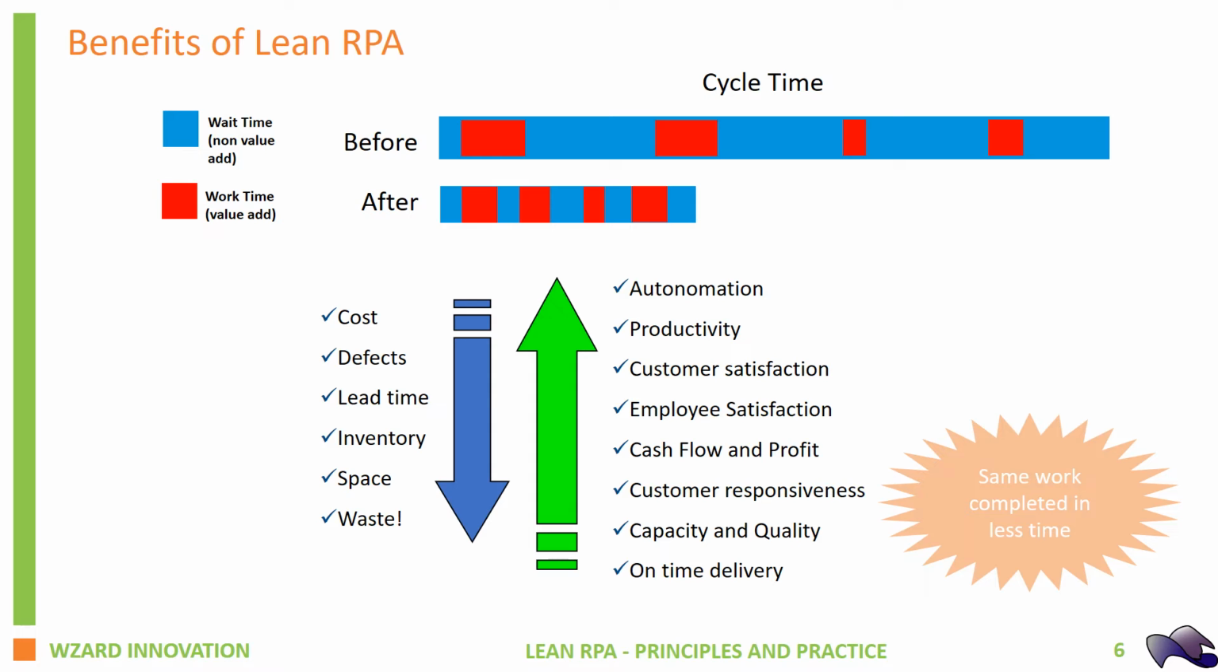Of course, this reduction in overall time frame and compression of time also improves cash flow, and this should translate into profit. It's also responsiveness to the customer, providing the information at the point of need when it's needed. Of course, capacity, the ability to do more, and quality, getting it right, increases. And this increases the probability of on-time delivery, getting the work to the customer when necessary. Overall, it is doing the same work, the same outcomes typically, but we're now completing it in less time.